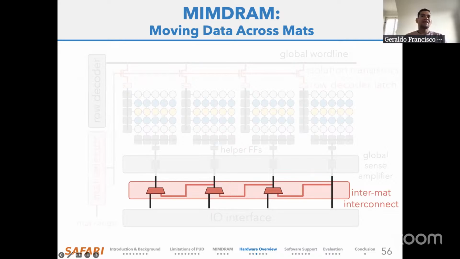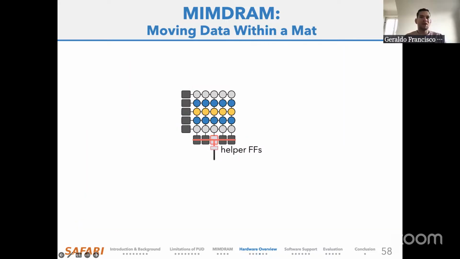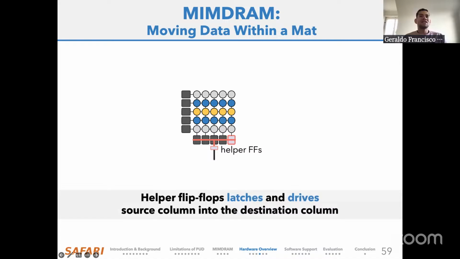First, we implement an inter-MAT interconnect at the DRAM periphery to move data across MATs. This interconnect creates a path between adjacent global sense amplifiers, and this path allows us to move data across adjacent DRAM MATs. We leverage the helper flip-flops in the DRAM MAT to move data within a DRAM MAT. First, we latch the source column, then we activate the destination column without erasing the data previously latched in the helper flip-flops. This allows the helper flip-flops to drive the source column data into the destination column.